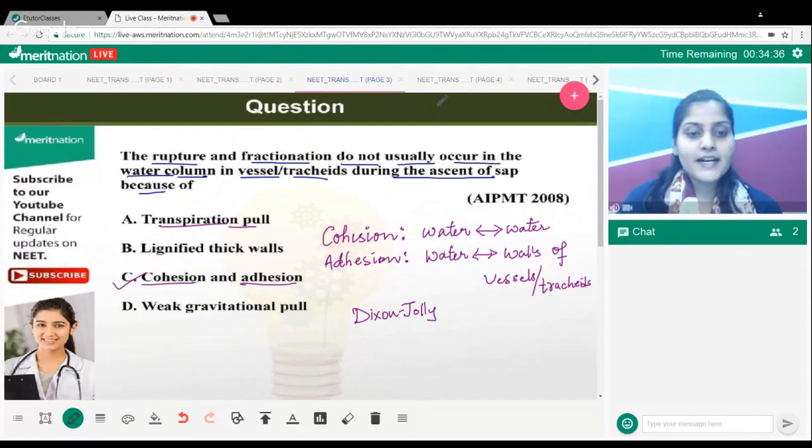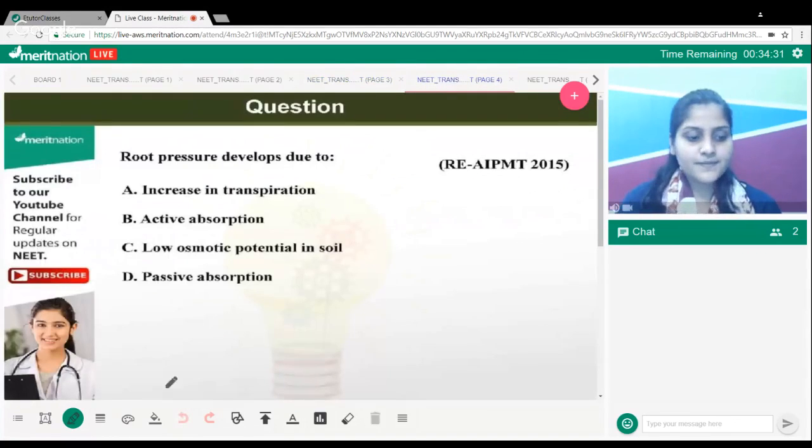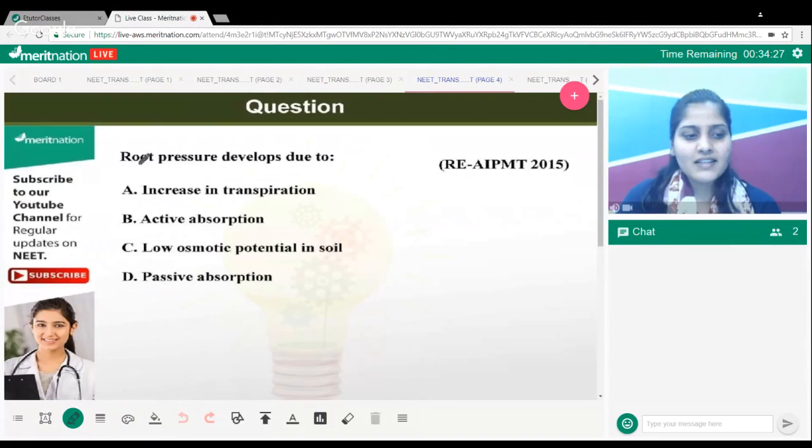Right. Now, let's go on to the next question. The time starts. The question is asking a very simple thing: how does root pressure develop in plants? So roots are under tremendous pressure because they have to appear in the NEET examination, right?